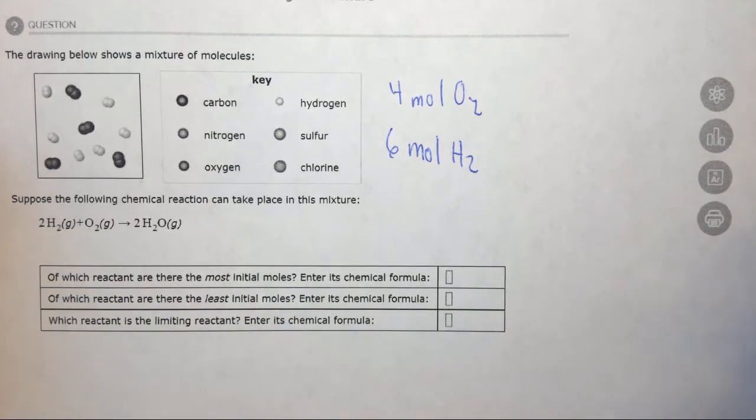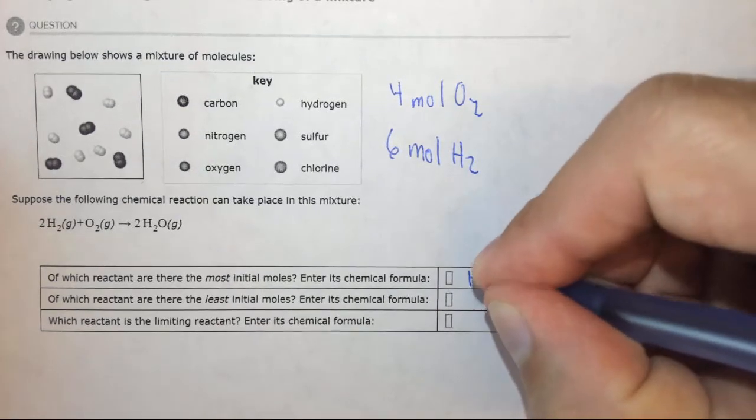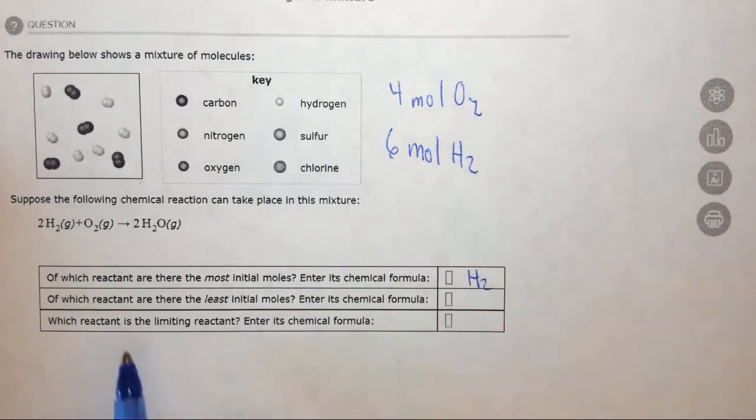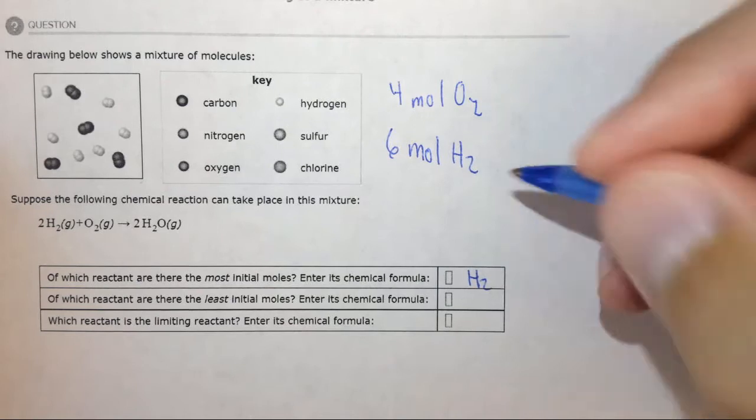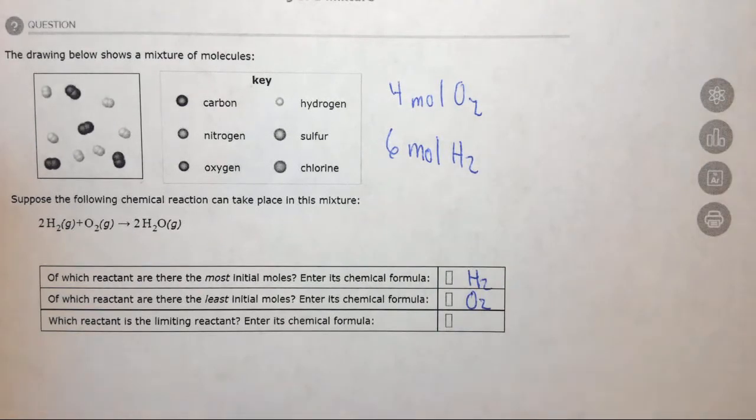So it says, of which reactant are there the most initial moles? Enter the chemical formula. So there's the most moles of hydrogen. There's 6 moles of hydrogen. Of which reactant are there the least initial moles? Well, that's a pretty easy question. If there's the most hydrogen, there has to be the least oxygen.